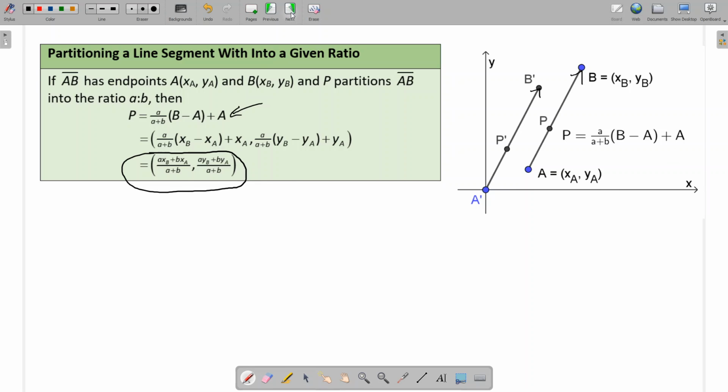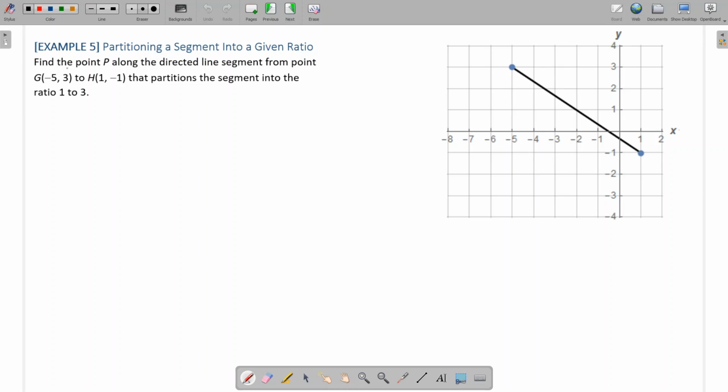So let's try to actually apply that. Okay, the problem says find the point P along the directed line segment from point G, which is given by these coordinates, to point H, which is given by this, and we want it to partition the segment in a ratio of 1 to 3.